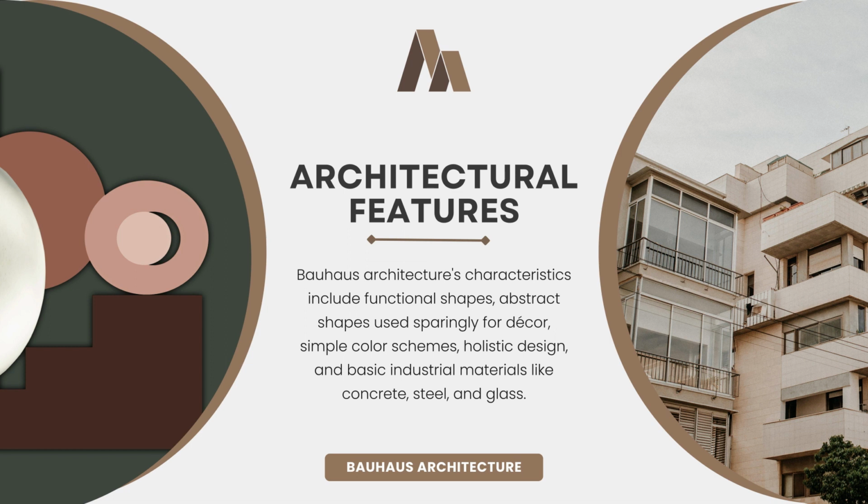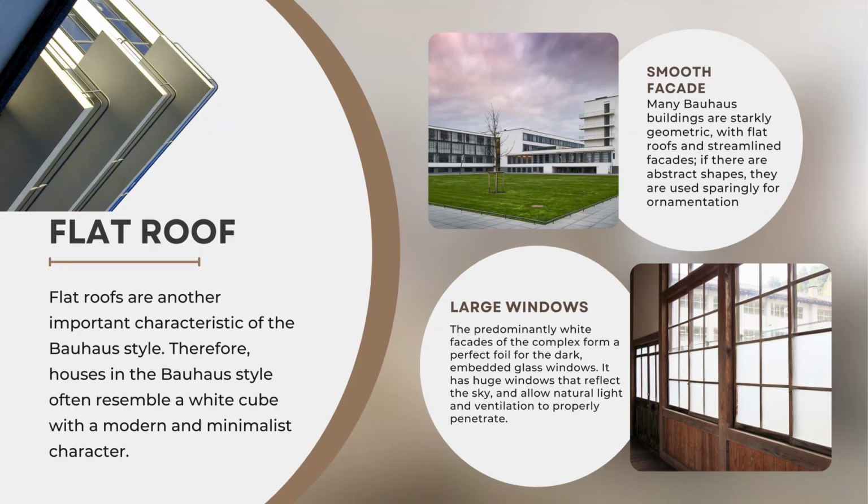Architectural features. Bauhaus architecture's characteristics include functional shapes, abstract shapes used sparingly for decor, simple color schemes, holistic design, and basic industrial materials like concrete, steel, and glass. Flat roofs. Flat roofs are another important characteristic of the Bauhaus style. Therefore, houses in the Bauhaus style often resemble a white cube with a modern and minimalist character.